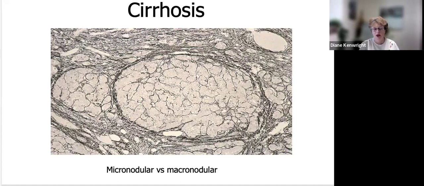What is the difference between macronodular and micronodular cirrhosis? There are two differences. The first difference is in the size of the nodules. If they're more than 1 centimeter, 10 millimeters in size, it's macronodular cirrhosis. The other thing is a time thing. So micronodular cirrhosis progresses to macronodular cirrhosis.